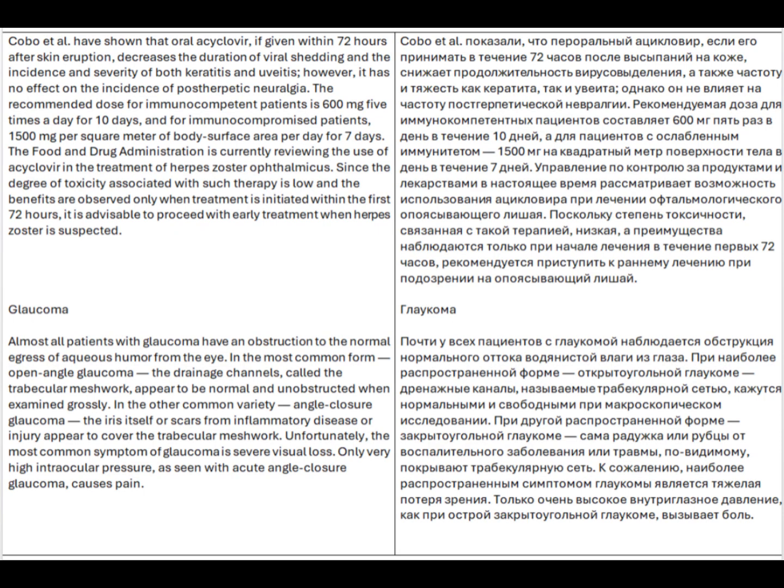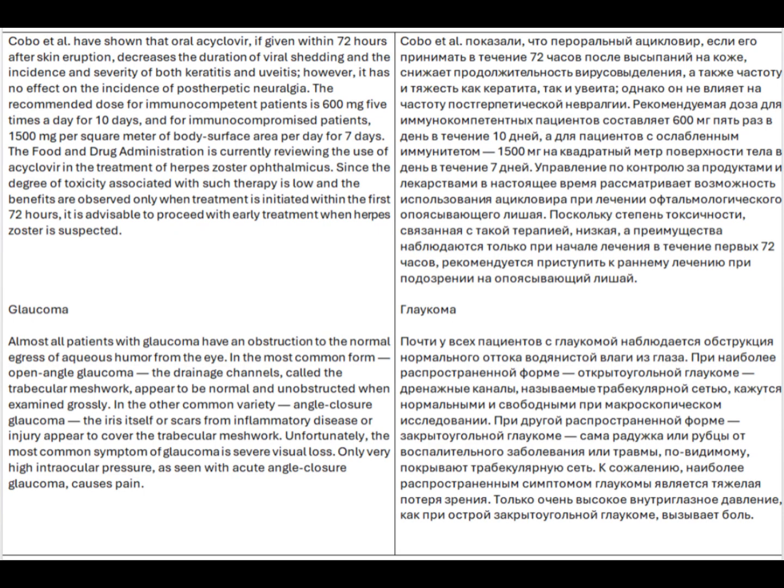Glaucoma. Almost all patients with glaucoma have an obstruction to the normal egress of aqueous humor from the eye. In the most common form, open-angle glaucoma, the drainage channels, called the trabecular meshwork, appear to be normal and unobstructed when examined grossly. In the other common variety, angle closure glaucoma, the iris itself or scars from inflammatory disease or injury appear to cover the trabecular meshwork.